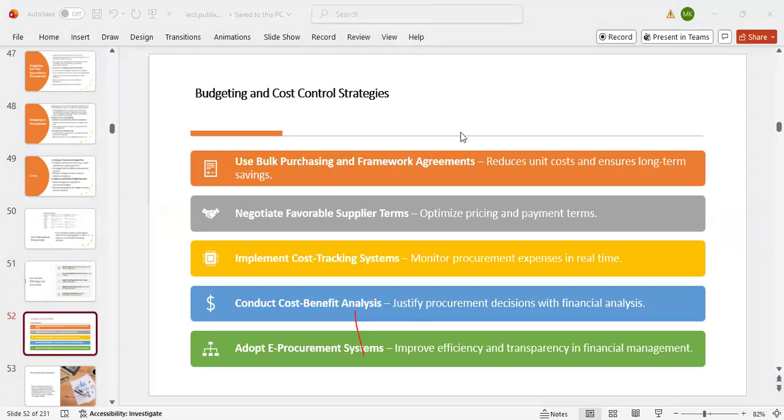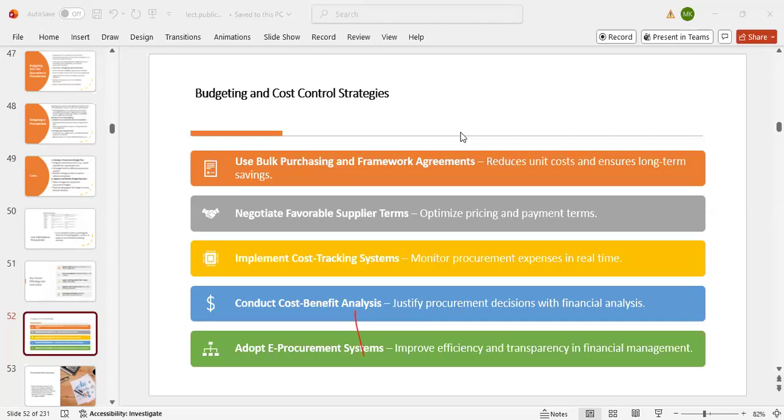Budgeting and cost control strategies. There are several strategies you can adopt to ensure effective and efficient budgeting and controlling of your costs. One is to use bulk purchasing and framework agreements. I've already said it earlier: buy more. In a basic way, if you are husband and wife, this month you can decide to take two of your salaries to buy foodstuffs, and the next two months you will not do that again. You save money. Reduce unit costs and ensure long-term saving.